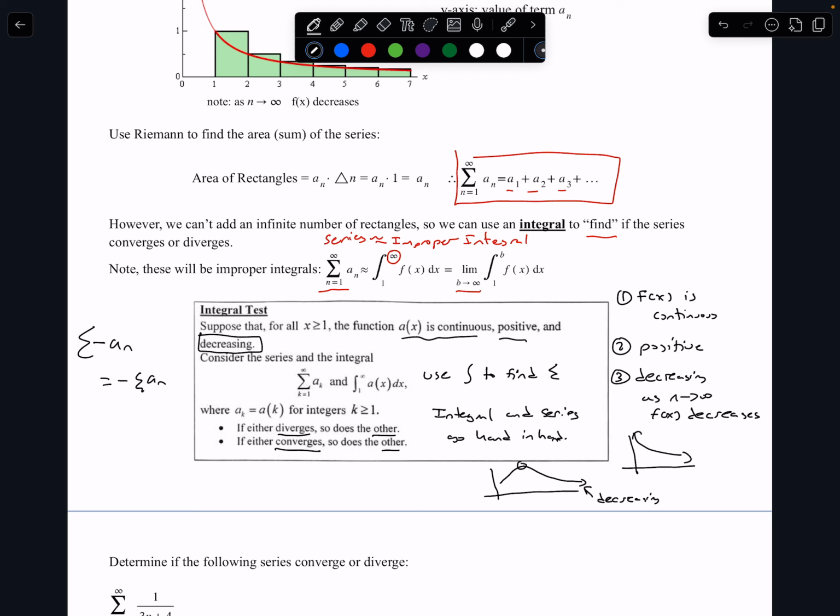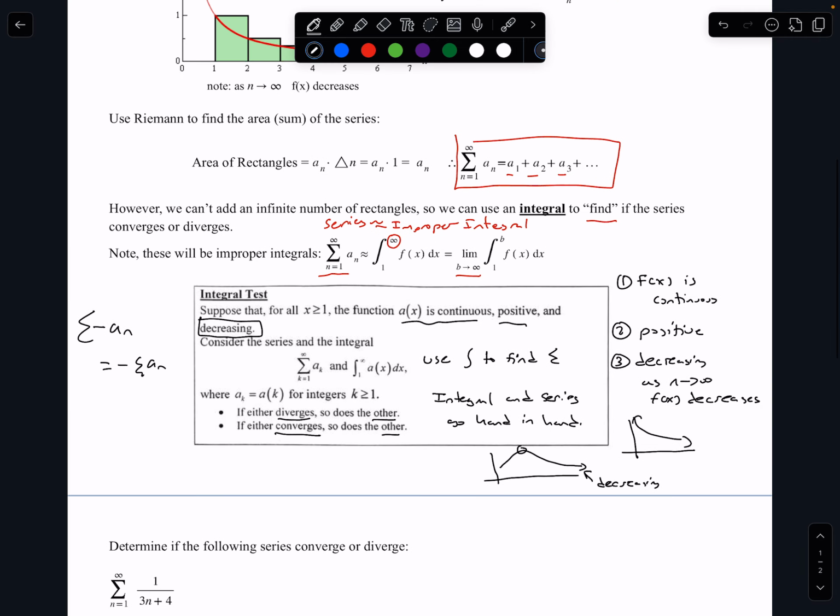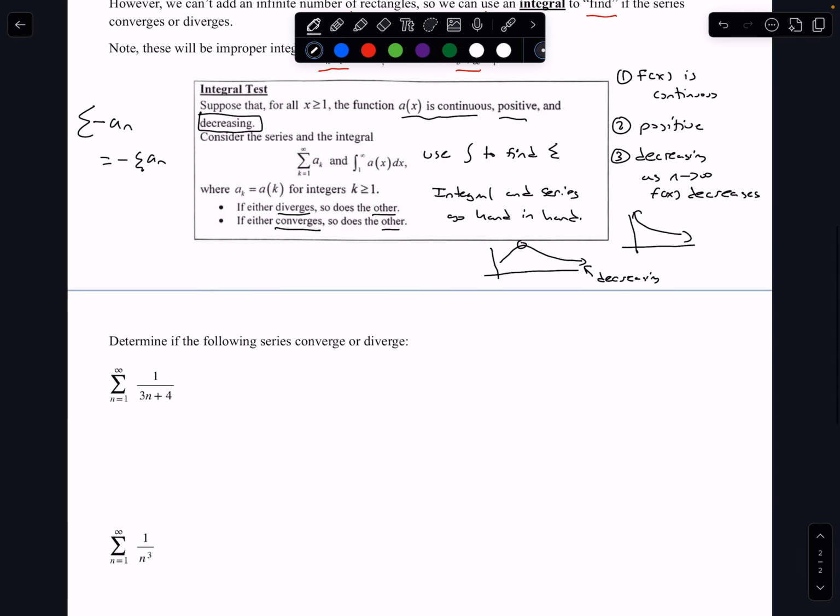Hand in hand. So, sorry, let me... there we go. That's terrible. So let's look at an example. Ready? Let's take a look here. Here we have our series from above. We want to find out if this will converge or diverge.